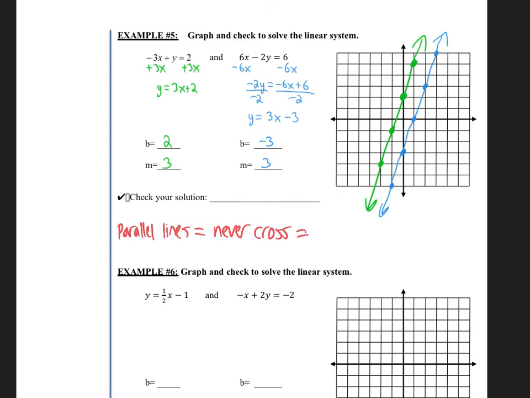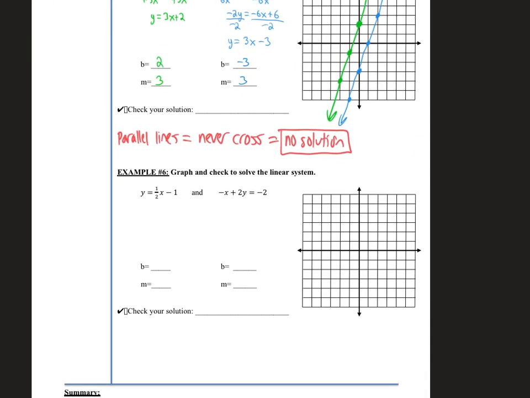How many solutions do we have here? There are no solutions. We're going to write no solution. And we don't need to check our solution because there's no point to check. We didn't see where they cross, so there's no solution. We can just put no solution for this one, which is pretty nice. Okay, sounds good. So solutions are where they cross. If they never cross, there is no solution. Otherwise, we'd be checking it algebraically and making sure that they cross somewhere.